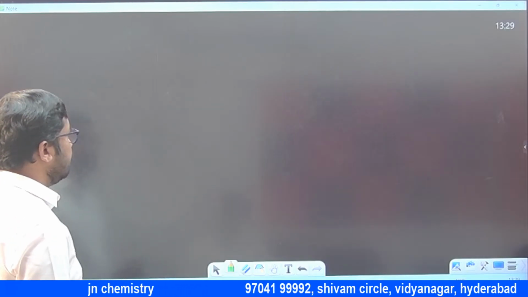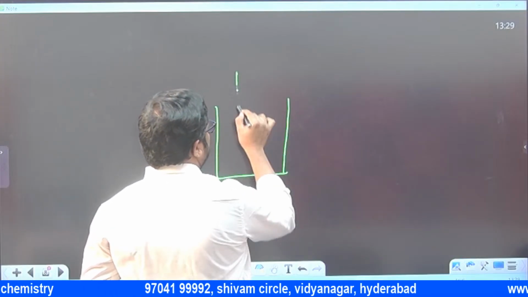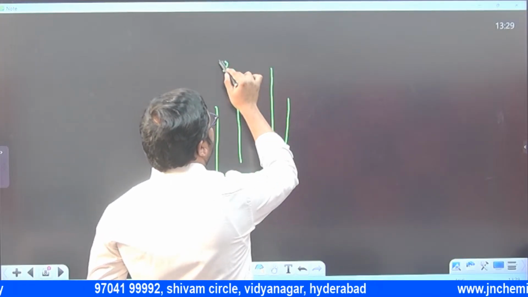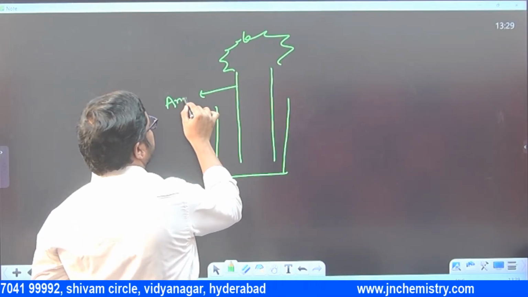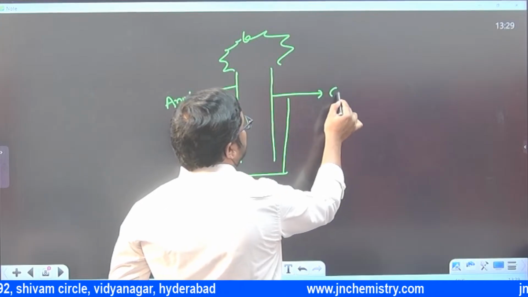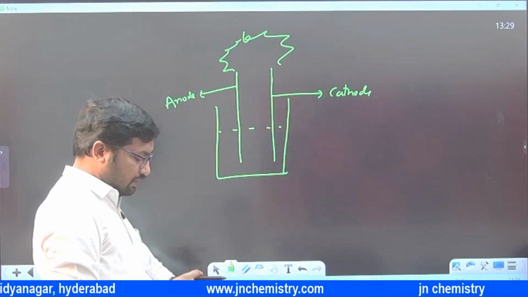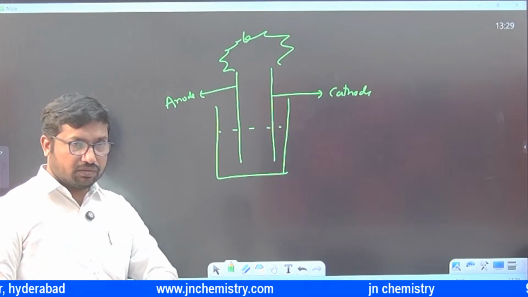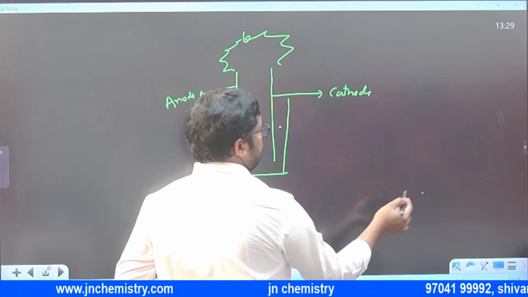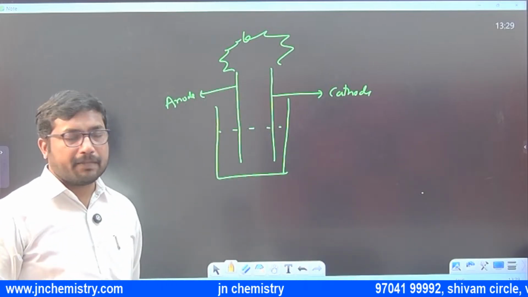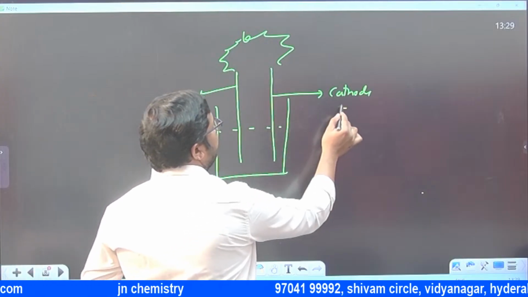What is exactly an electrolytic cell? Imagine anode, cathode. At anode, which I told you, which charge? Positive charge. Cathode, negative charge.